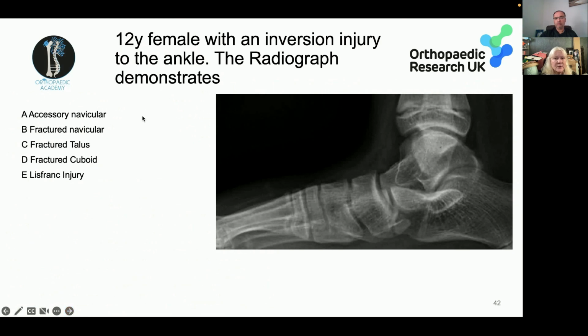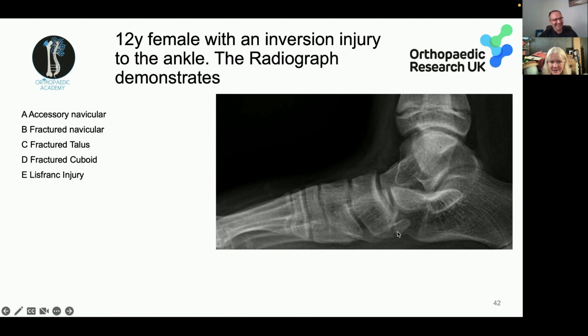Okay, next question. 12-year-old. Inversion injury to the ankle. Here it is. What are we looking at? We're looking at an accessory navicular, a fractured navicular, a fractured talus, a fractured cuboid, or a Lisfranc injury.